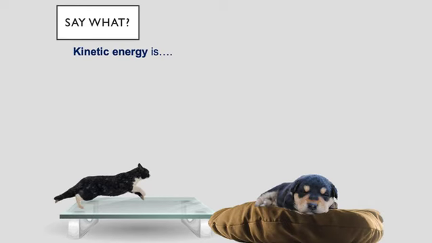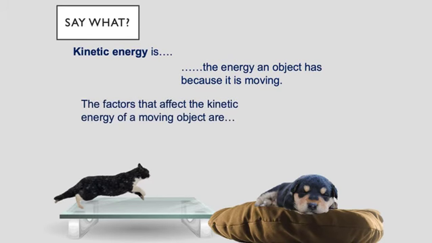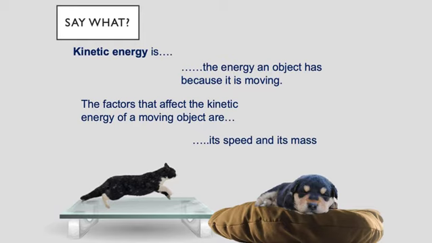So, have you been listening? Could you finish off these two sentences? If you could, you might want to pause the video. So the first one here is, kinetic energy is... If you think you can finish off that sentence, put this in your notes. So kinetic energy is the energy an object has because it's moving. And the factors that affect the kinetic energy of a moving object are... if you think you can answer that, then pause the video again. So the factors that affect the kinetic energy of a moving object are its speed and its mass.